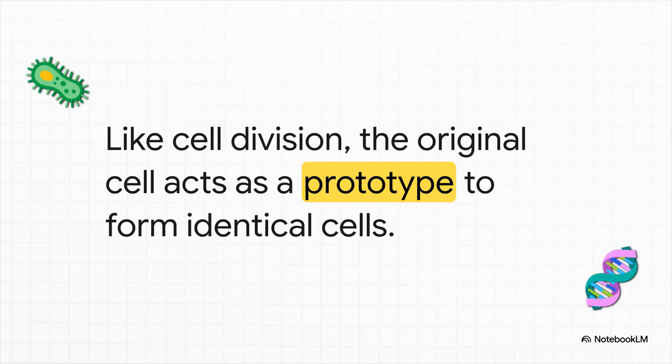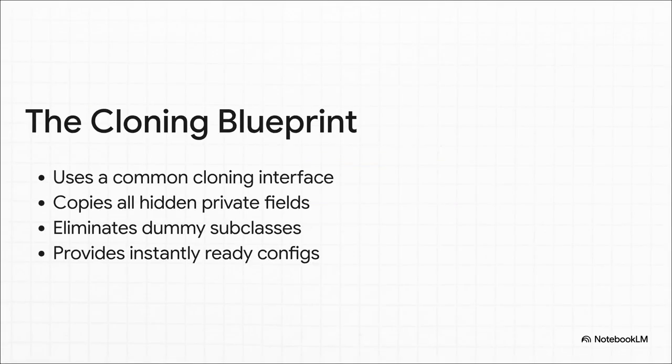Your business template should be working the exact same way. This cloning blueprint requires a few specific parameters. It uses a single common interface. It copies over absolutely all values, and most importantly, that includes those hidden private fields that external copying almost always misses. This entirely eliminates the need to create dozens of dummy configurations just to kick off a project. What you ultimately get is a centralized prototype registry. It's an arsenal of instantly ready, perfectly cloned templates that your operations can deploy at a moment's notice.